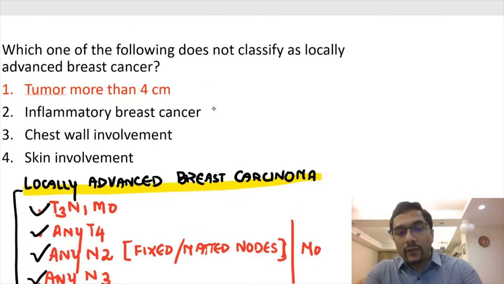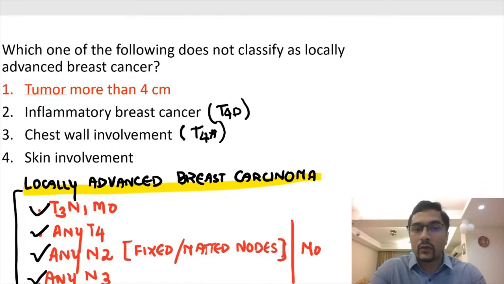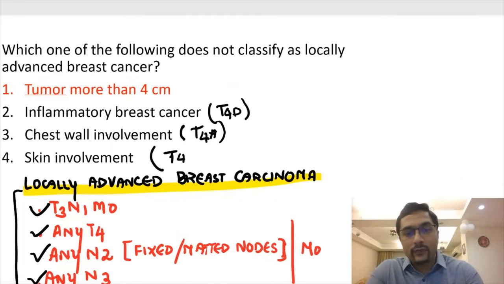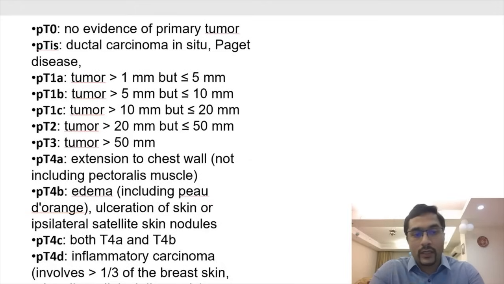You know that inflammatory breast cancer is T4D. So this is locally advanced. Chest wall involvement is T4A. This is also locally advanced, and skin involvement is T4B, right? So you need to know this, that these are locally advanced. Tumor more than 4 centimeters is not locally advanced.